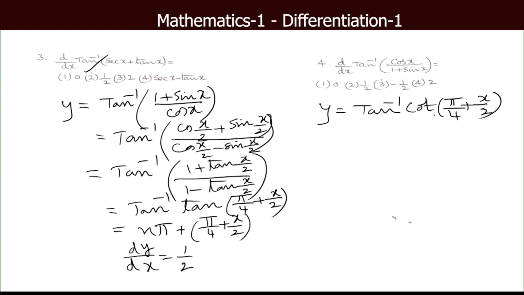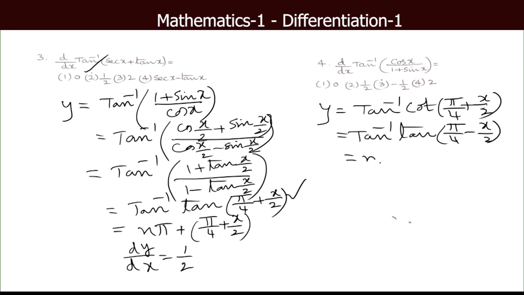Comparing this with question number 3, because cos x by 1 plus sin x is the reciprocal of 1 plus sin x by cos x, and 1 plus sin x by cos x is tan pi by 4 plus x by 2, cos x by 1 plus sin x must be cotangent pi by 4 plus x by 2, or this is inverse tan pi by 4 minus x by 2, because pi by 4 plus x by 2 and pi by 4 minus x by 2, they make up 90 degrees.